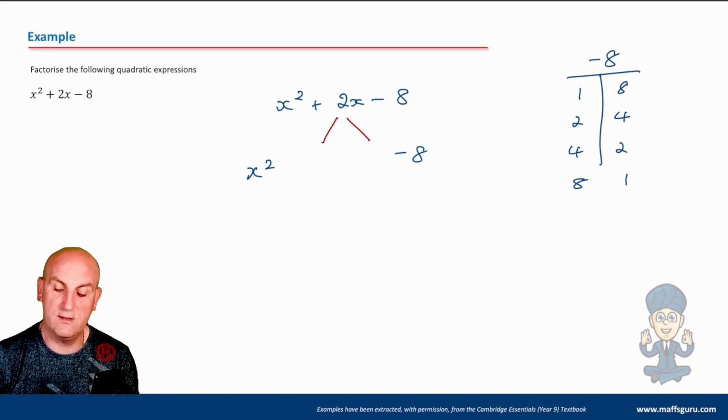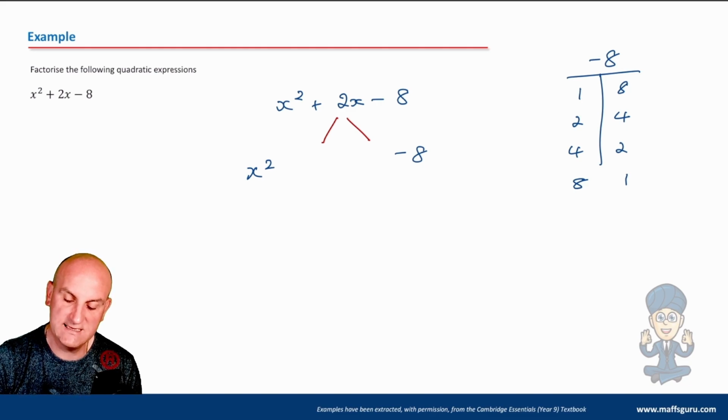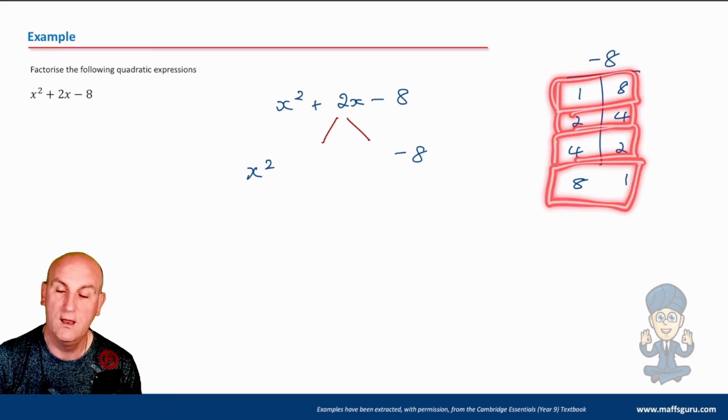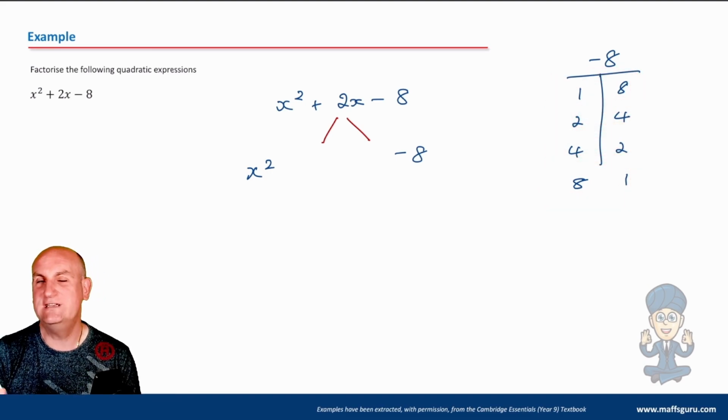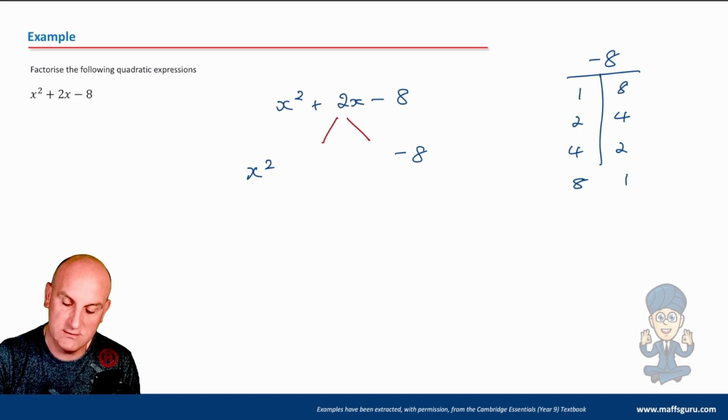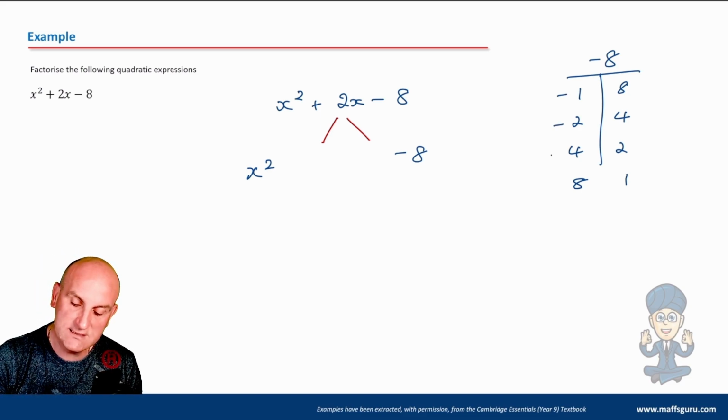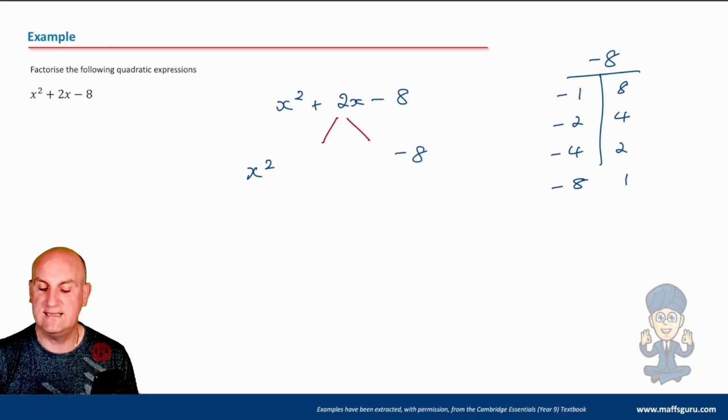Right, now we're looking for some of these numbers that will add to give 2. Well, at the moment, none of them are going to add to give 2, because that's going to give me 9, 6, 6, and 9. But I actually needed to multiply these numbers together to give me negative 8. So the easy way to do that now is to make one of these numbers, or one column, negative.